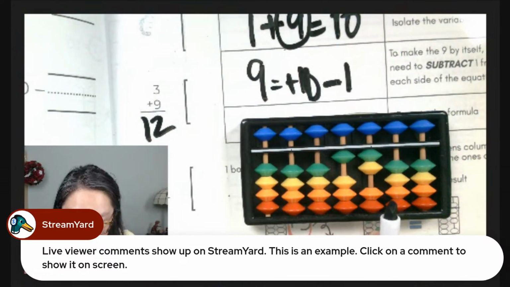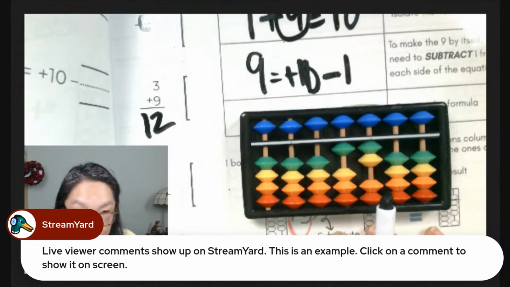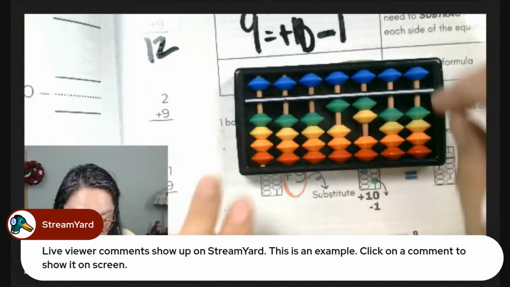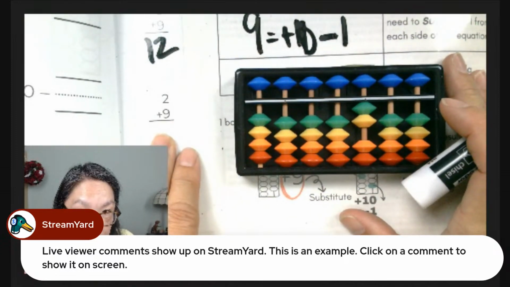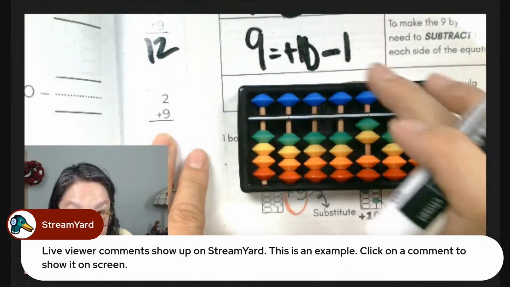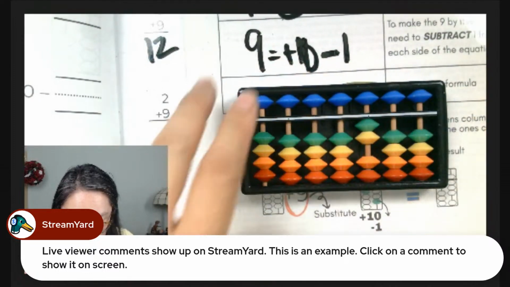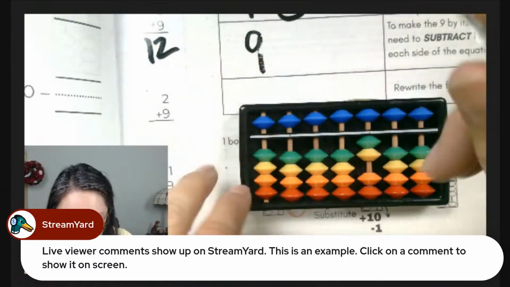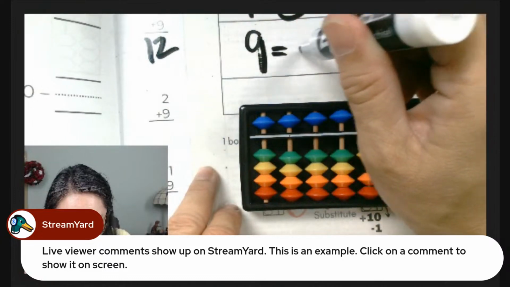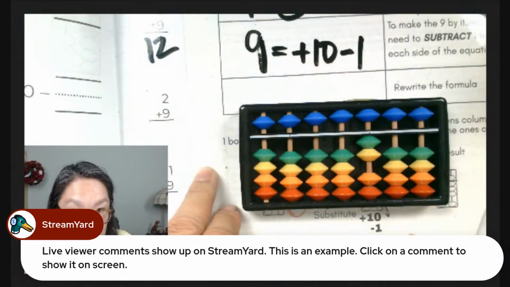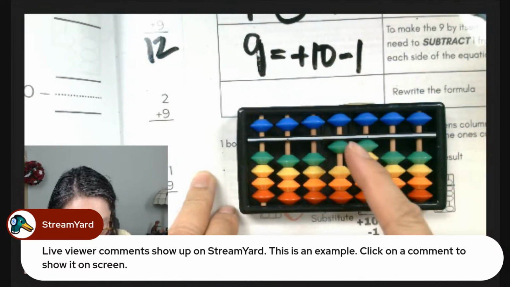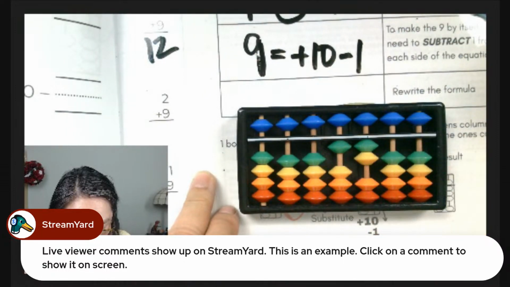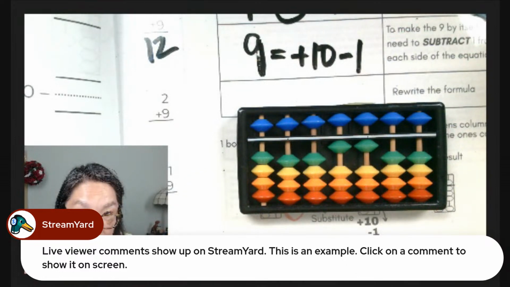Now we can scale it. What does that mean? Now I can do it in other places. If I had 2 and I add 9, plus the 9 is equal to plus the 10 minus the 1. So I plus the 10, I added the 10, and I'm going to take away the 1. So my final answer is 11. Does that make sense?